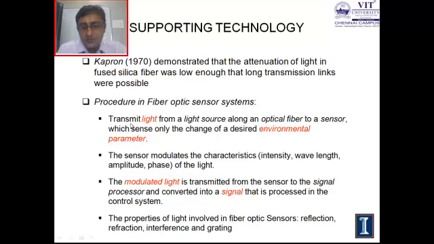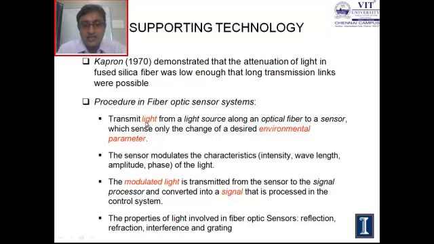Initially, you need a source which can transmit light along an optical fiber to a sensor, which senses only the change of a desired environmental parameter. This environmental parameter can be any physical parameter like strain, temperature, stress, and many other parameters.